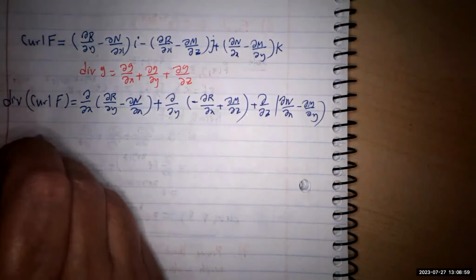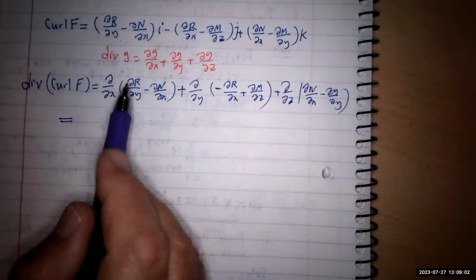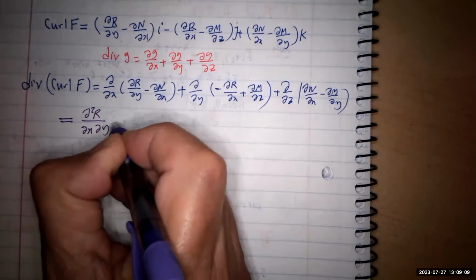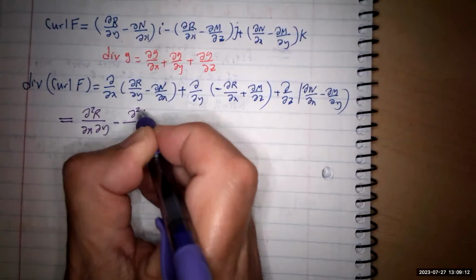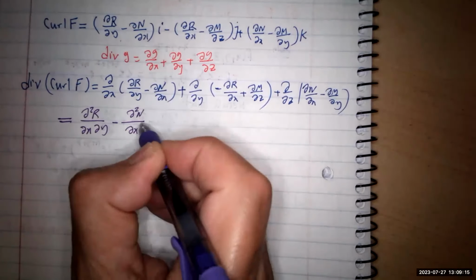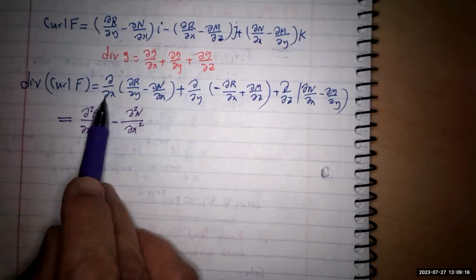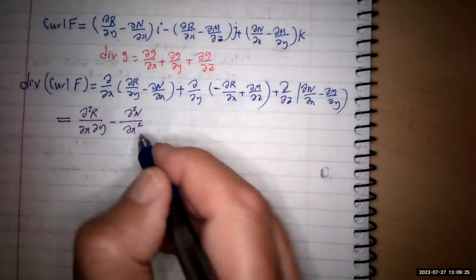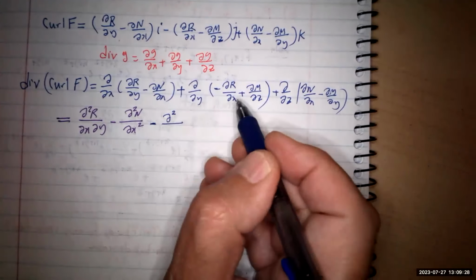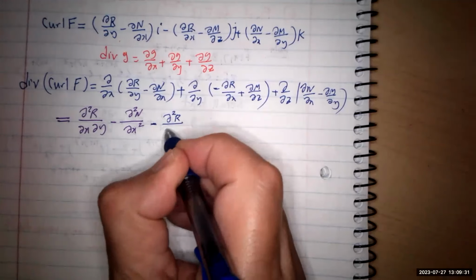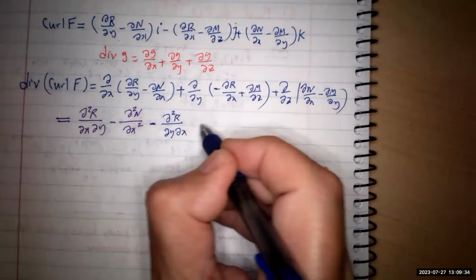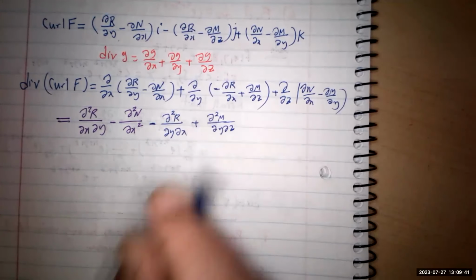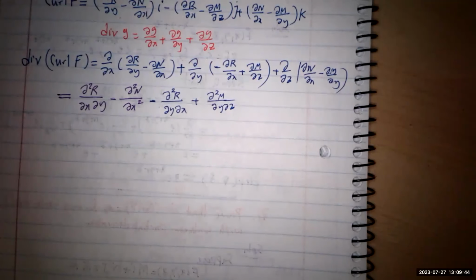Now apply the partial derivatives. The first one is going to be ∂²R/∂X∂Y minus ∂²N/∂X², if you like, because that's the X and the X. The second one is going to be minus ∂²R/∂Y∂X, and that's going to be plus ∂²M/∂Y∂Z. Okay, this is going to be the case.